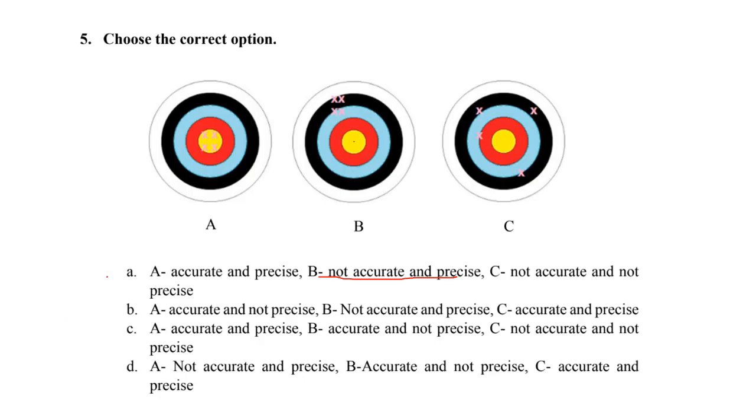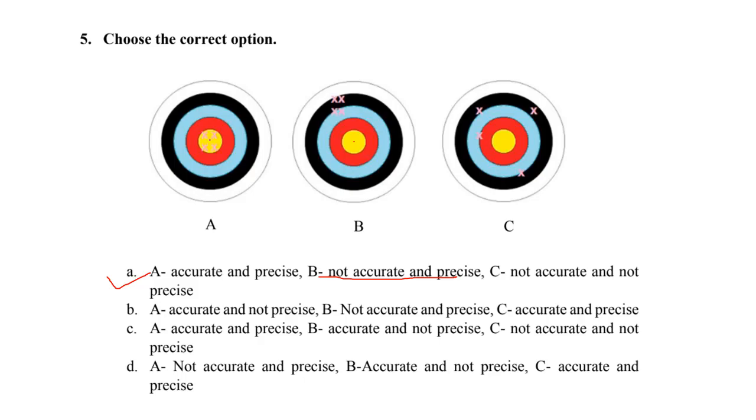Did you understand my point? Got it? Okay. So accuracy means near to the true value. If the true value is the center, and the point is coming near to the center, that means it is accurate. And precise means the same value is coming again and again. So the same point is coming again and again, so it is precise and accurate both.